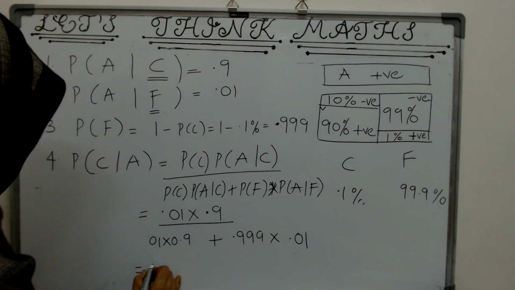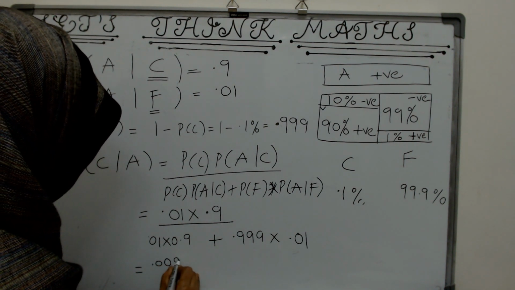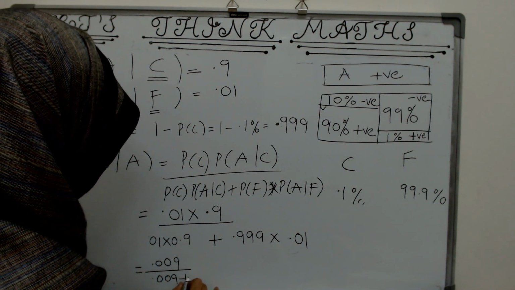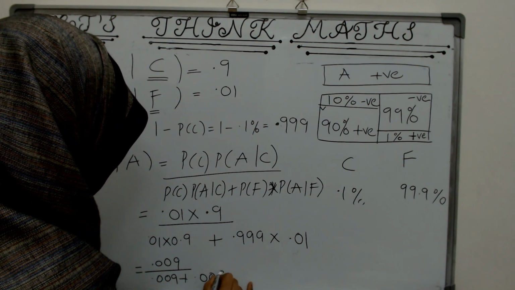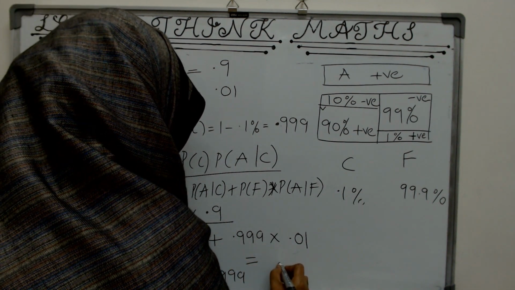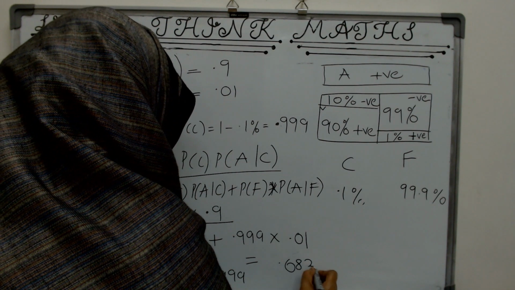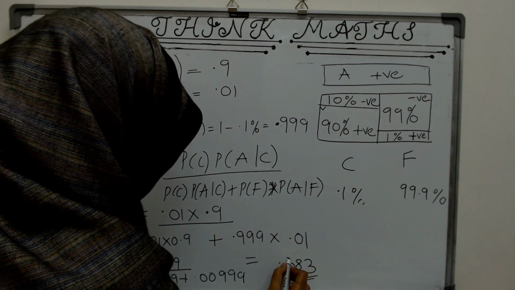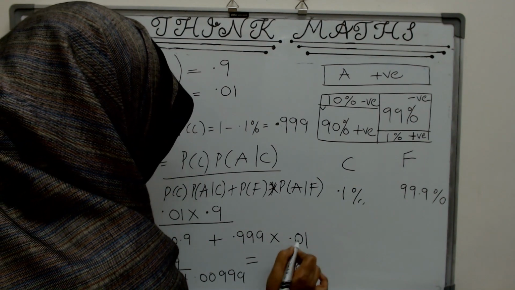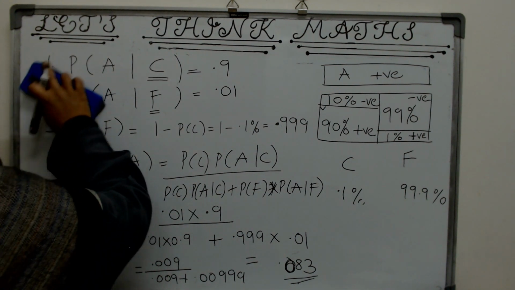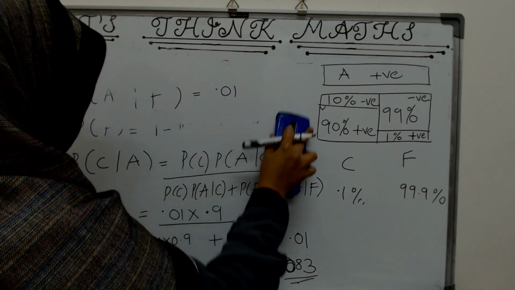And that would be 0.009 by 0.009 plus 0.00999, and this will be your answer, 0.083. This will be your answer. Now we come to the fifth question. I'm not rubbing the last one because we need it.